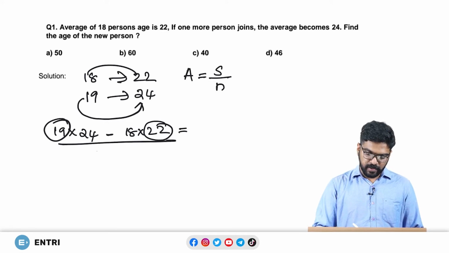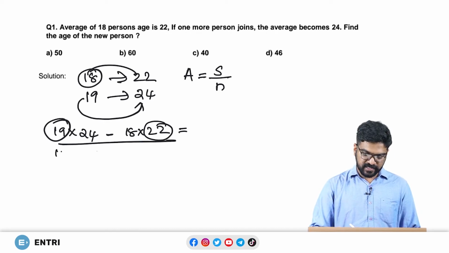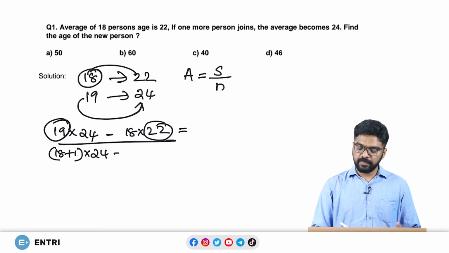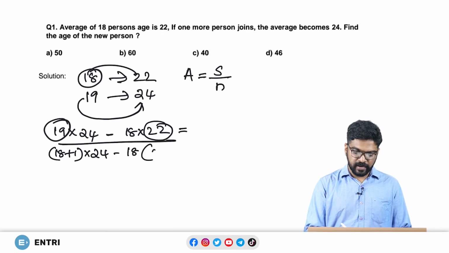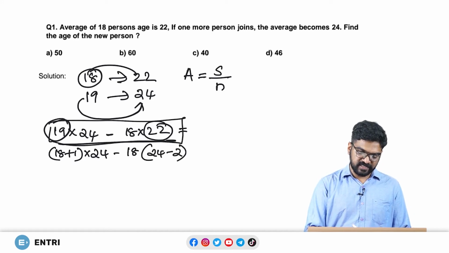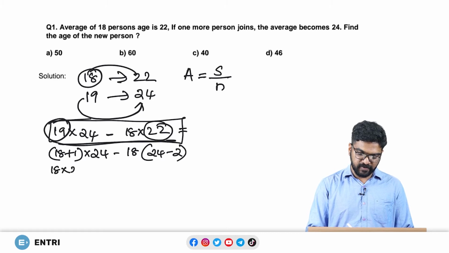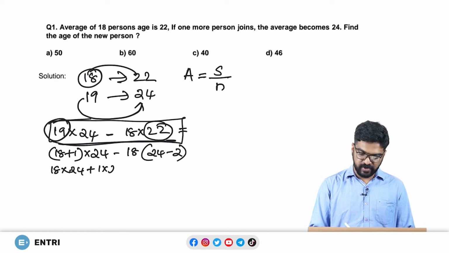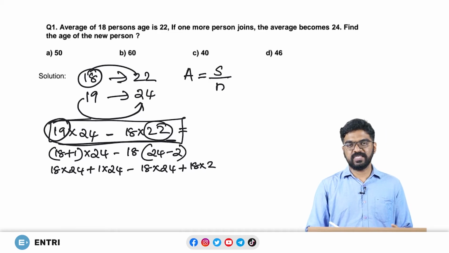Look at here. We had 18 people and to that group there is one more person who joined. So can I write this as 18 plus 1 into 24? Similarly, this 22 I am going to write in terms of 24, so we will have 24 minus 2. The same expression I just simplified in a different manner. So I am just going to open the bracket. What we have is 18 into 24 plus 1 into 24 minus 18 into 24. Now this will become plus, so 18 into 2. So this is how the new expression is.